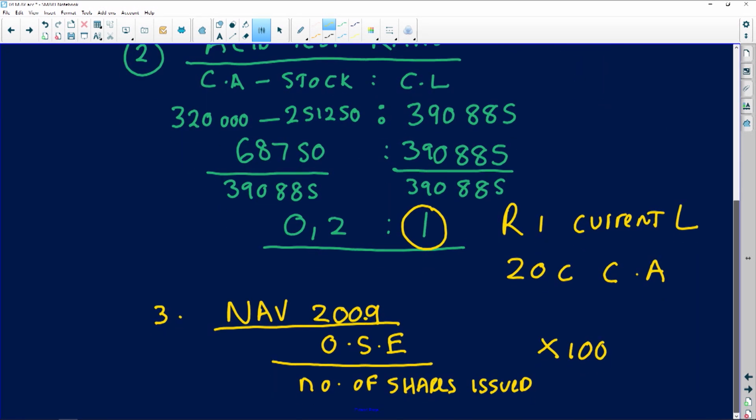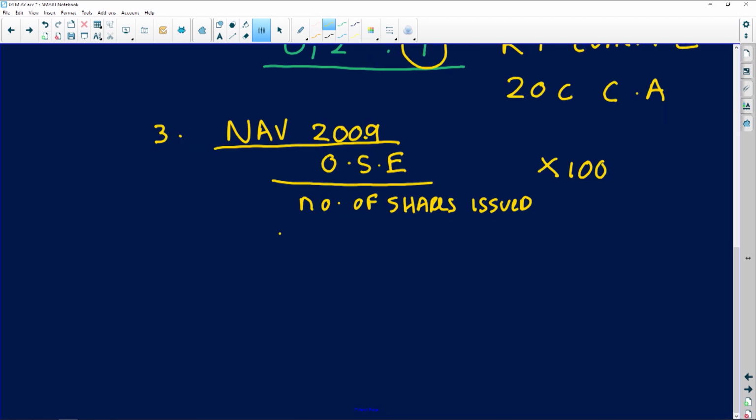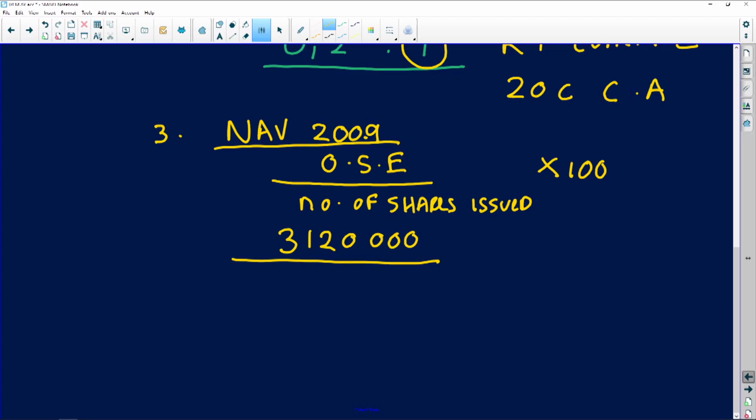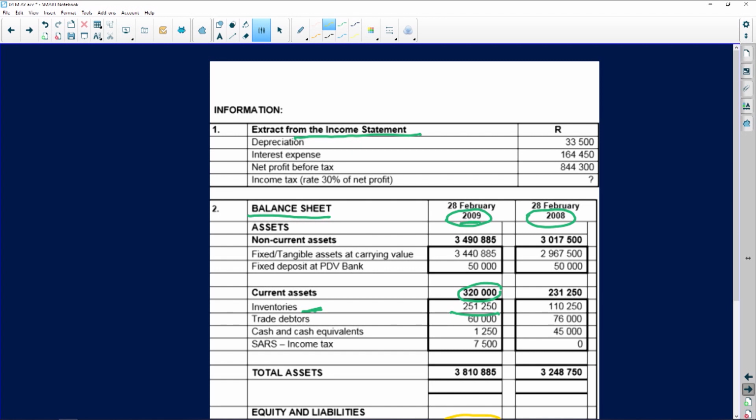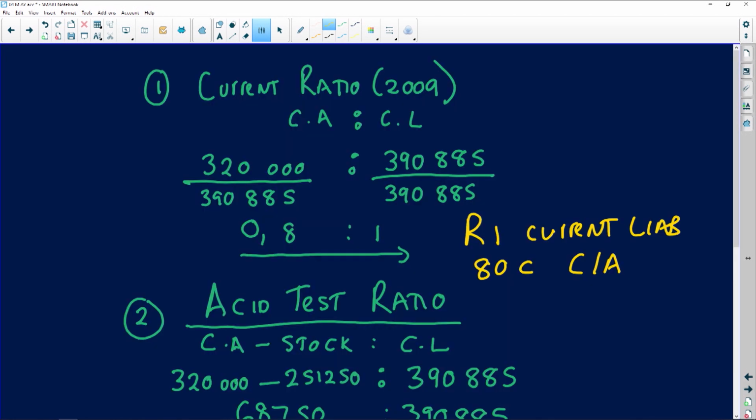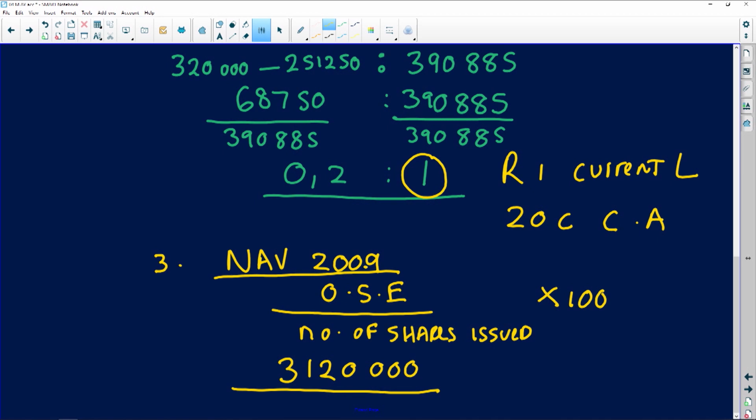Okay, let's just go further down. Okay, so 3,120,000. And I'm now going to divide this by number of shares in issue, which was the information I mentioned right at the beginning. So the number of shares in issue at the end of the year, guys, this figure was included, but for some reason I kind of missed it, 417,000. So you didn't have to calculate that figure. It was part of the information. So let's divide that by 417,000.